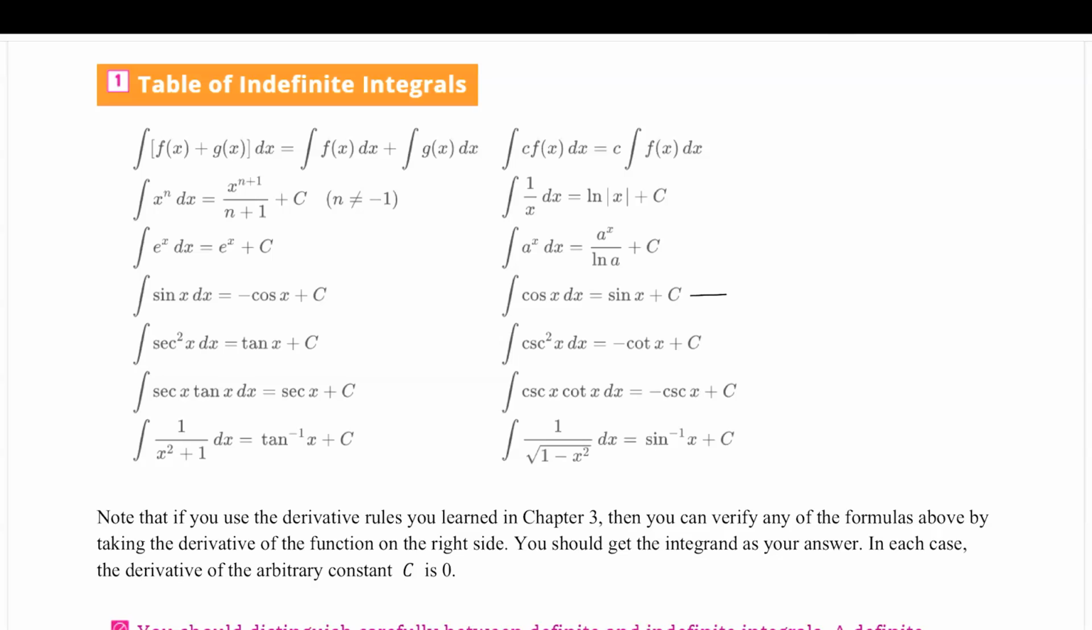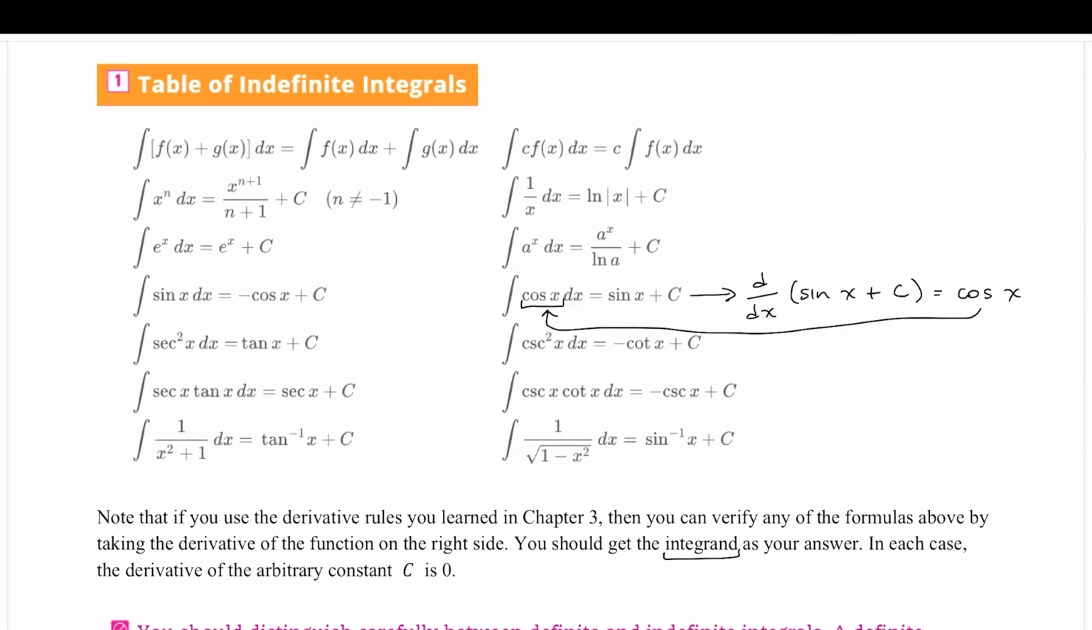verify these formulas by taking the derivative of any of the right-hand side of the equal sign. So for example, I'll just pick this one. If I were to take the derivative with respect to x of what's on the right side of the equal sign, then I'm going to get cosine x, right? The derivative of sine x is cos x, and the derivative of the added constant c is 0, and that is my integrand here.